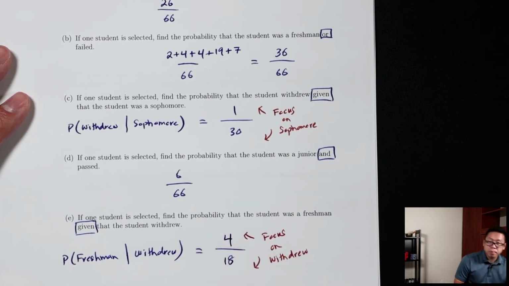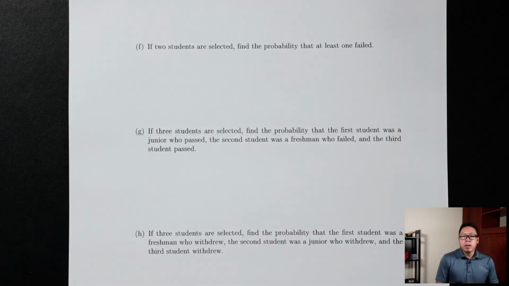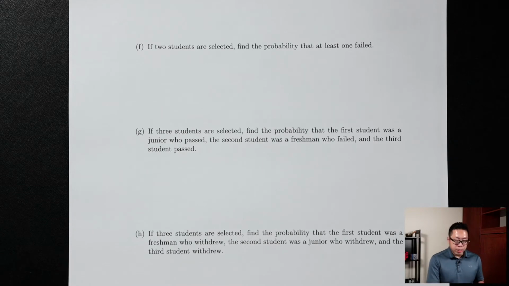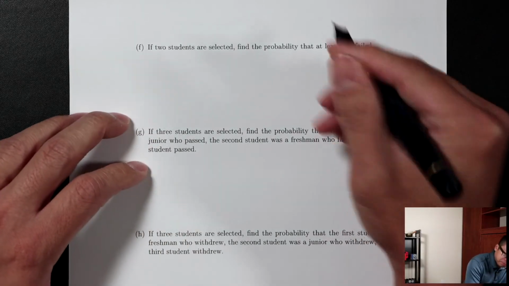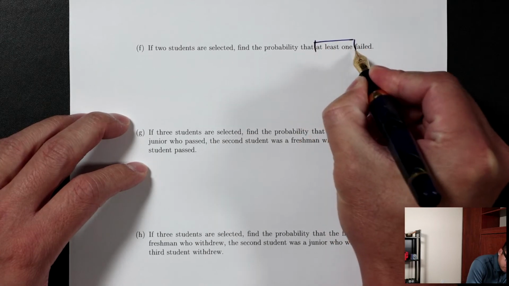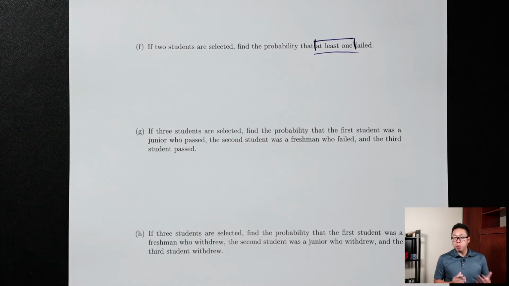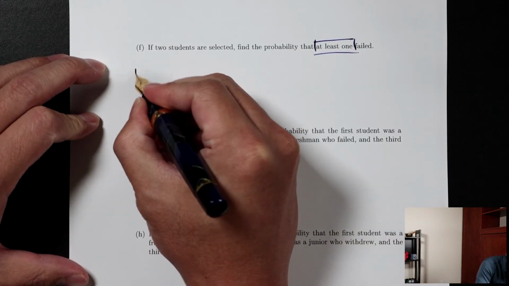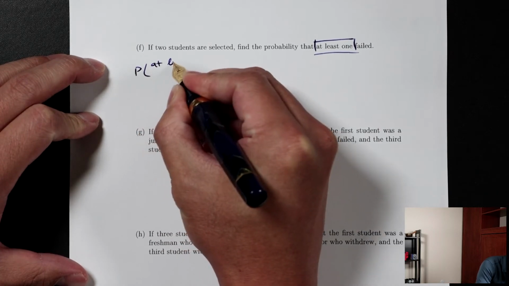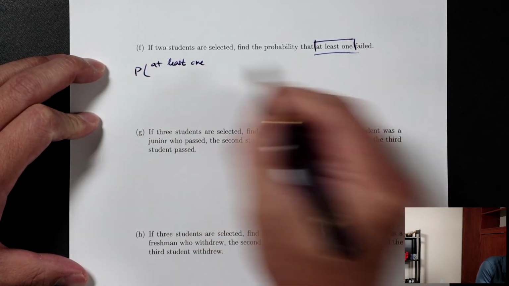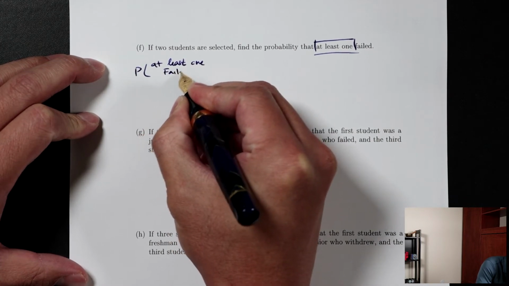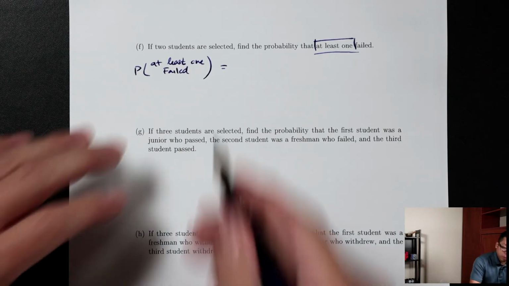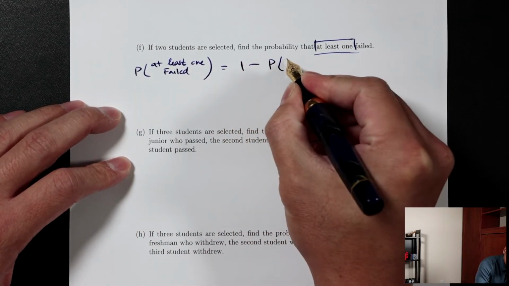Part F, if 2 students are selected, find the probability that at least 1 failed. Keyword I see there is the words at least 1. So anytime I see the words at least 1, I know my final answer is going to be 1 minus something. So in symbols, we're looking for probability of at least 1 who failed. And the way we calculate at least 1 probabilities is we're going to do 1 minus the probability that none of them failed.